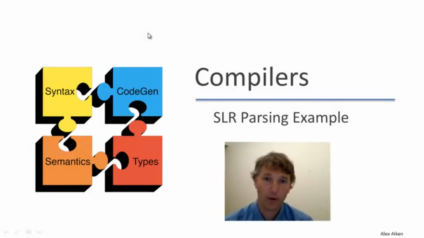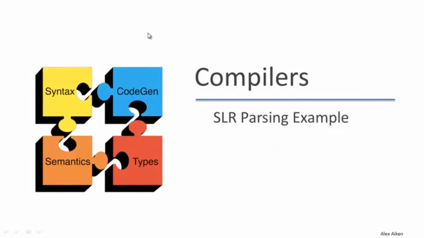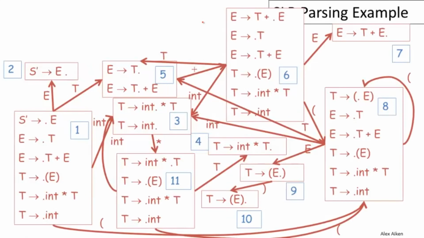Welcome back. In this video, we're going to do an extended example of SLR parsing. To review, here's the parsing automaton for the grammar that we've been looking at in the last couple of videos. This is just the deterministic version of the non-deterministic automaton we built last time. And I've just gone through and numbered all of the states.